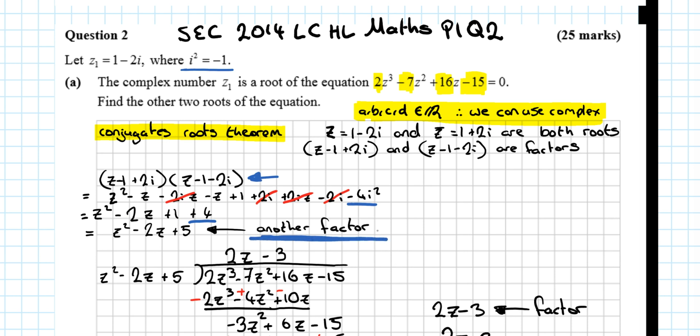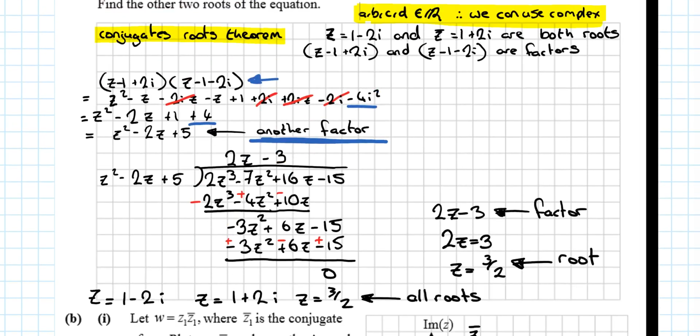I can divide this factor in. Remember, a property of factors is that they divide in evenly. So I could divide this factor into this and get the third factor that I'm looking for. So we're doing long division then.